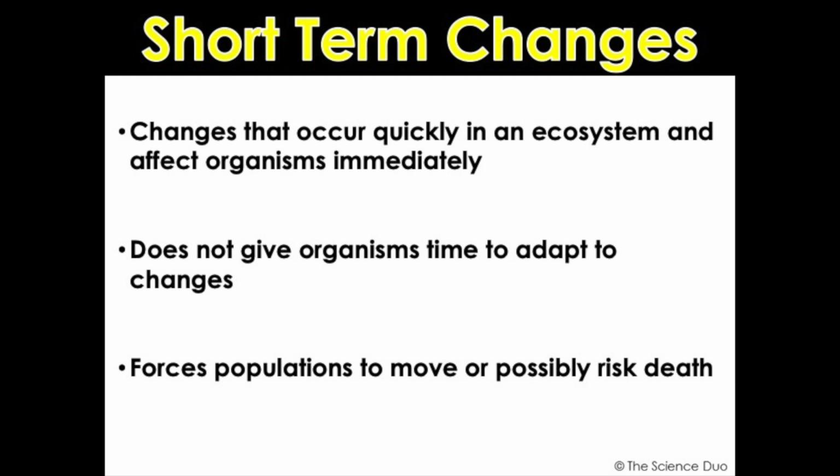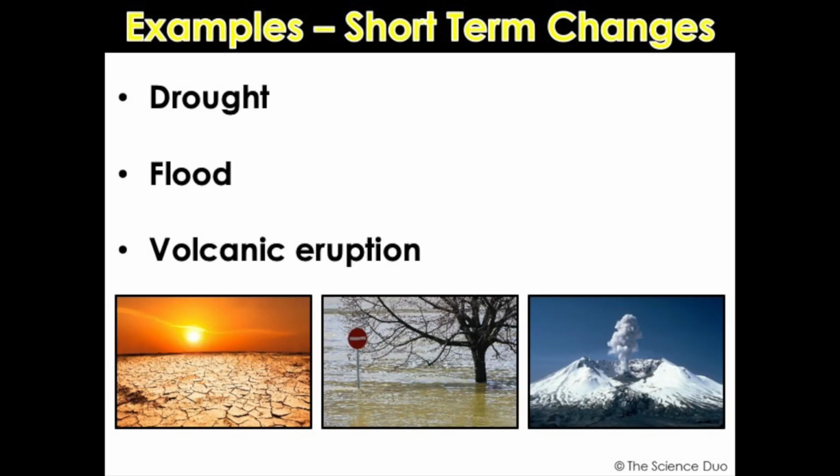Short term changes are changes that occur quickly in an ecosystem and affect organisms immediately. They do not give organisms time to adapt to changes, force populations to move, or possibly risk death. Examples of short term changes include drought, flood, and volcanic eruption.